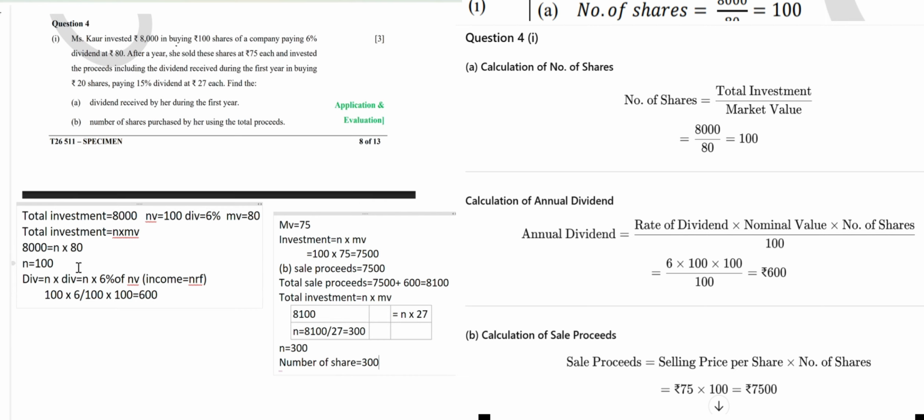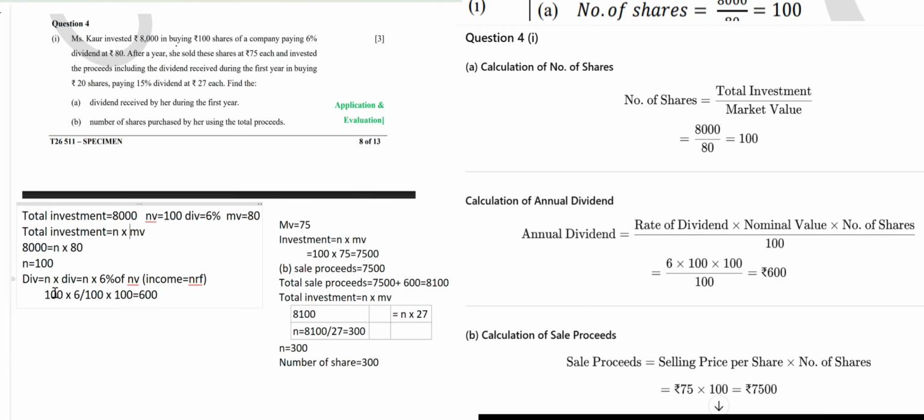How can you find the number of shares? Total investment equal to number of shares into MB. This is your formula for total investment. From here, N, the number of shares, equal to 8000 divided by 80, that is N equal to 100. Number of shares equal to 100.